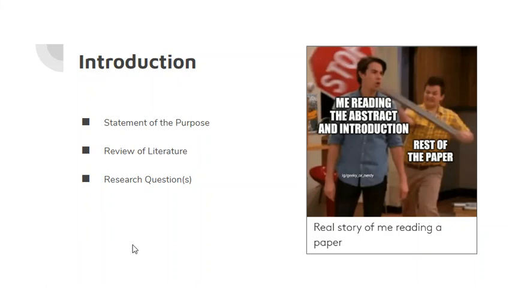Introduction, for example, a statement of purpose is included in that. The review of literature, a literature review. That will usually include the research questions, though you sometimes find those in different order. But the introductory material sets the stage. What's the purpose? What's the problem? What does the literature that exists already say about this particular problem? And then, of course, what are our research questions that we're going to attempt to answer in the research?